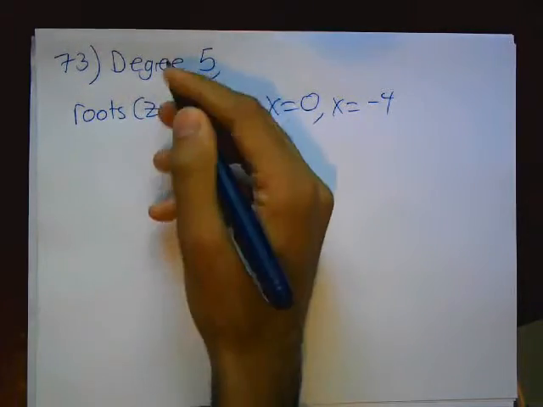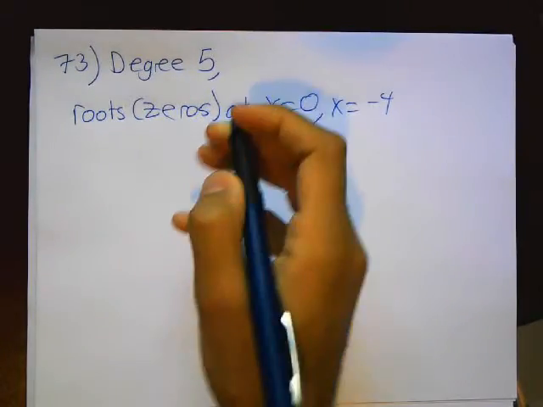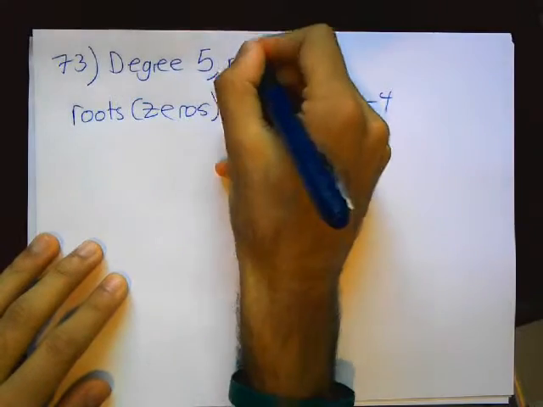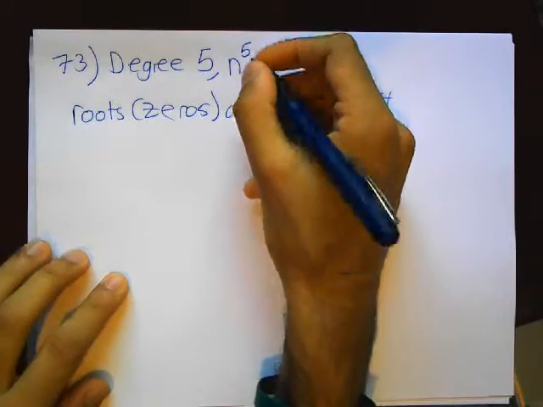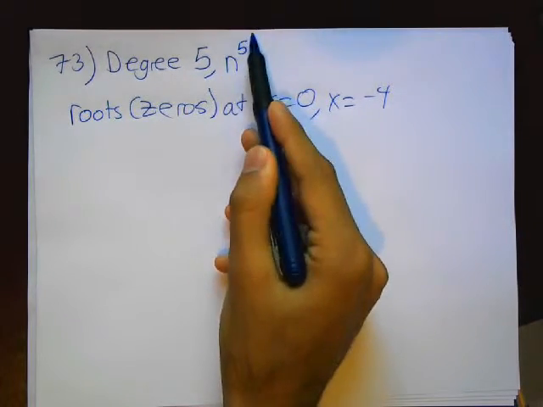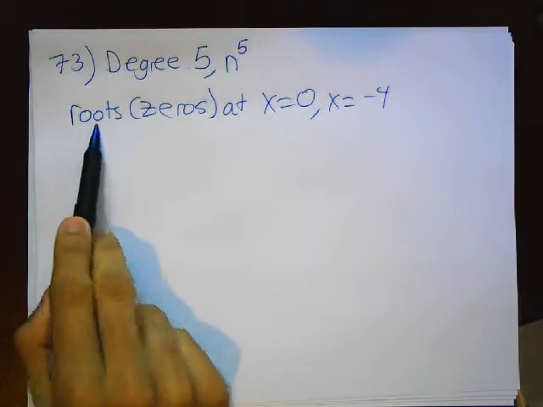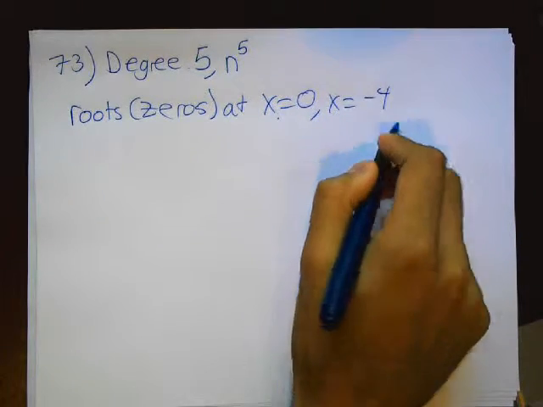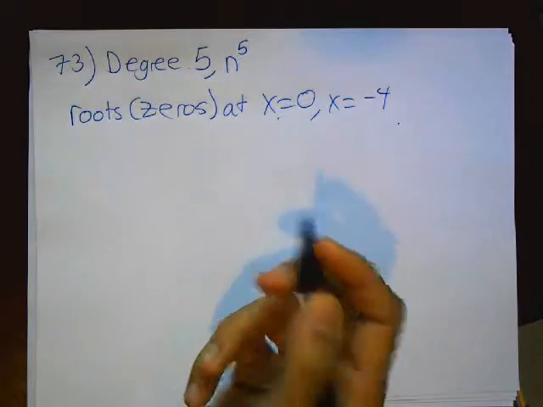Okay, so here's what we know. We have to write some equation of a degree 5 polynomial. That means it's going to be like x to the 5th power, right? This is going to be the highest exponent. That tells you the degree. And the roots are at x equals 0 and x equals -4.